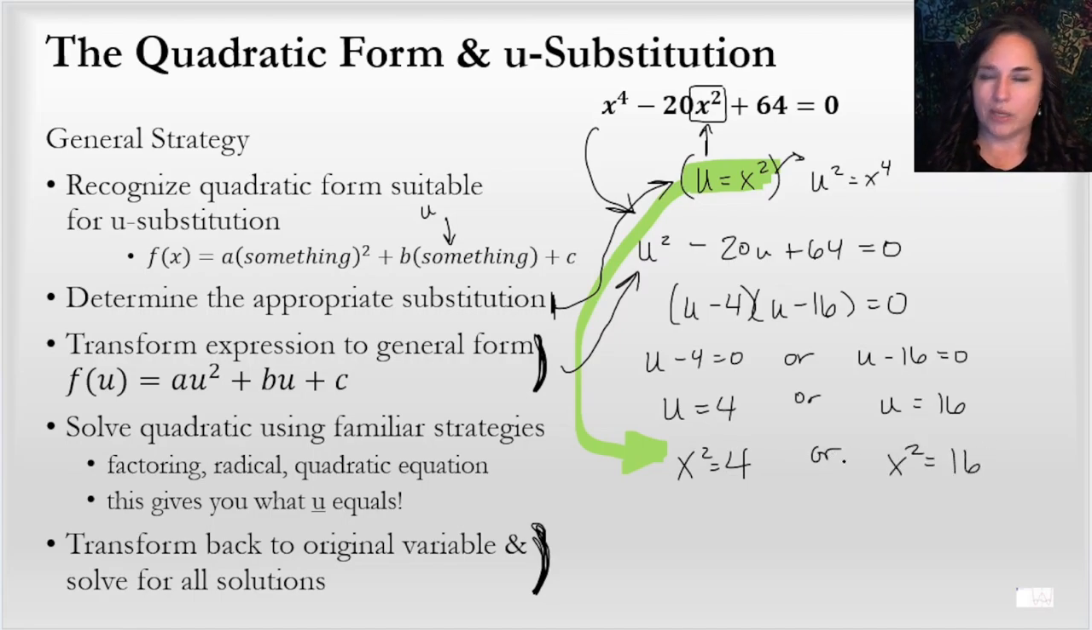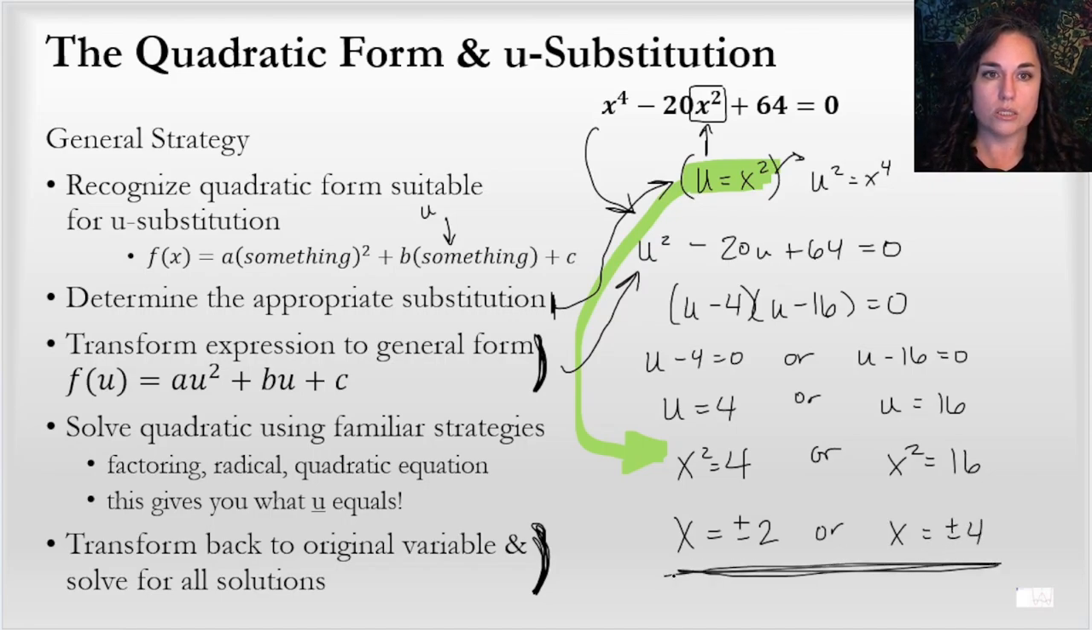You may see why I picked this problem. The answers are really easy. If I want to find x, x will equal plus or minus 2. I can take the square root of 4, plus or minus 2. Remember, when you take a square root, you have to do the plus or minus. Or x equals plus or minus 4. And so we're going to get 4 solutions to this.